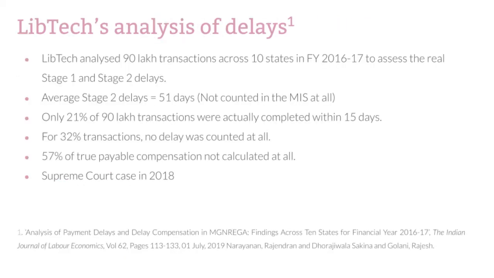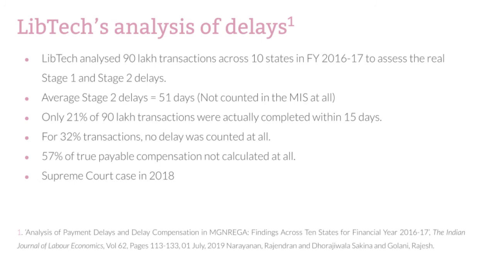LibTech analyzed 90 lakh transactions across 10 states in financial year 2016 to 17 to assess the real stage 1 and 2 delays. We found that on average, stage 2 delay was 51 days. This delay was not shown on the MIS or included in calculating payment delays. We found that only 21% of those 90 lakh transactions were actually completed in 15 days, and for 32% of the transactions, no delay compensation was calculated at all.